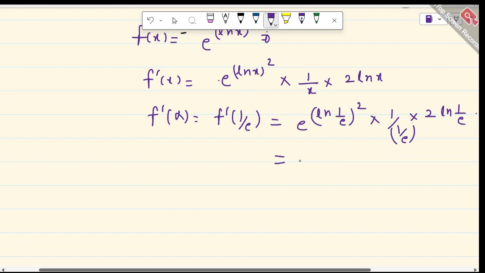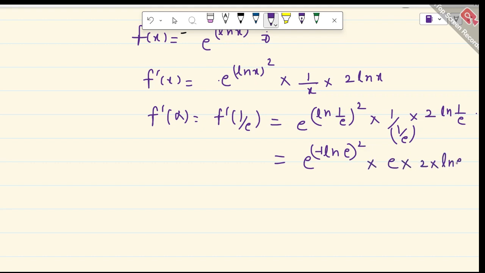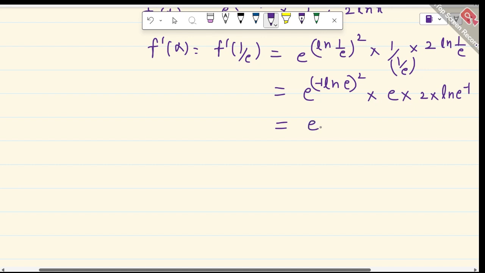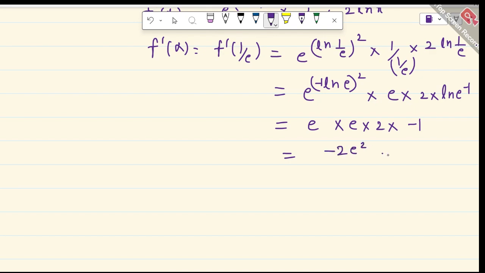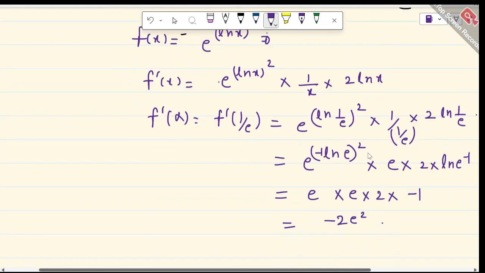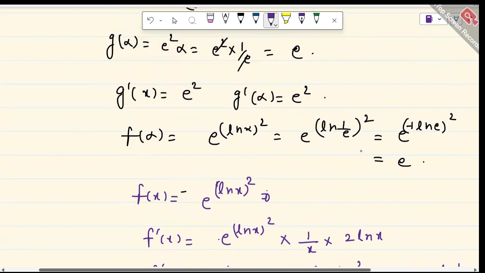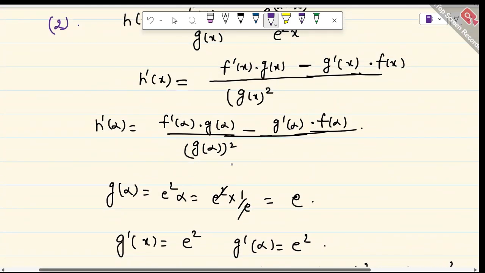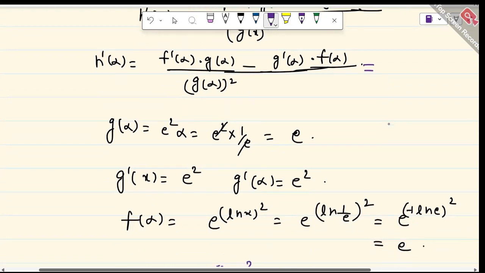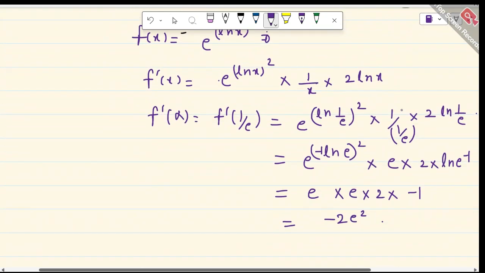And we can write ln of 1 over e as ln of e raised to the power minus 1. So this is (−1) whole square times e times 2 times ln of e raised to the power minus 1. So this is e times 2 times minus 1, which equals minus 2e². Now we put these values in the above expression to calculate h'(α). So the value of f'(α) is minus 2e².